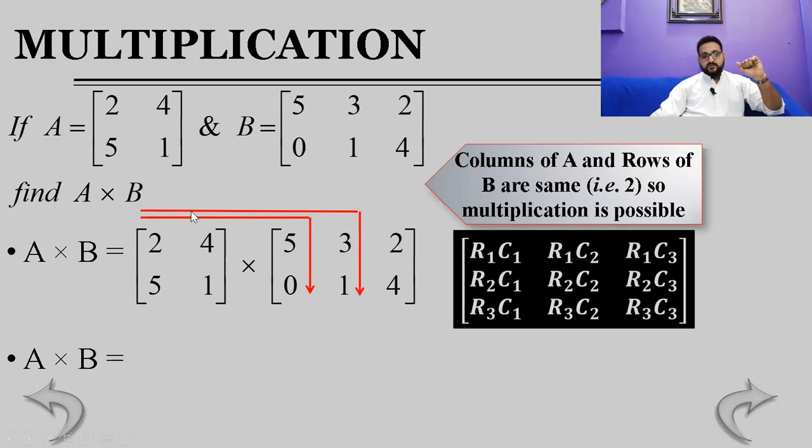R1 C2. Same row multiplied to the second column. And after that, the third column, the same row multiplied to the third column. Okay, जब तक एक रो तमाम कॉलम से मल्टीप्लाई नहीं हो जाए उस वक्त तक आपने सेकंड रो पे मूव नहीं करना. ठीक है ना?